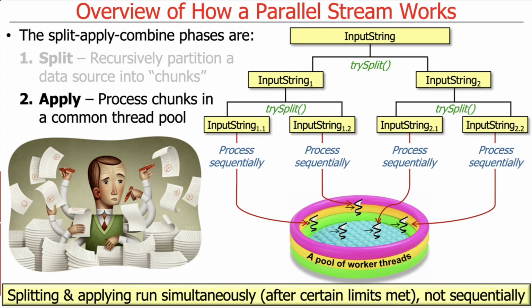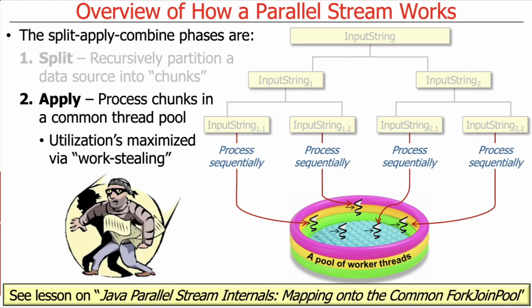Splitting and applying can run simultaneously after certain limits are met. It's not split everything and then start to apply. As you're splitting, you can start to apply as well, and that does a better job of taking advantage of the inherent parallelism in the system. Under the hood, it uses this fork join pool framework, which we will talk about in more detail later. It's basically a way of maximizing processor core utilization through the concept of work stealing.